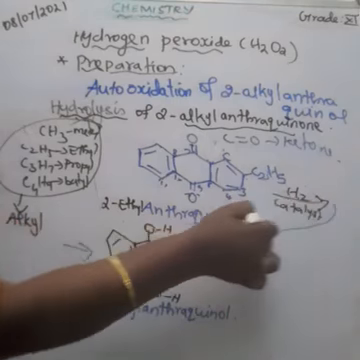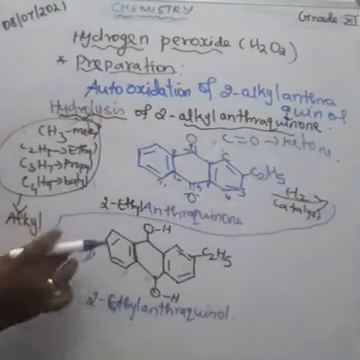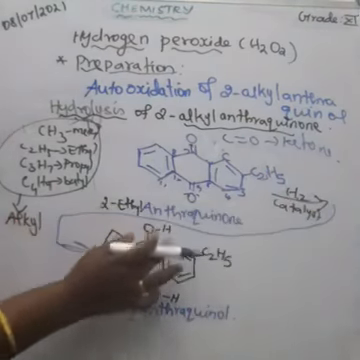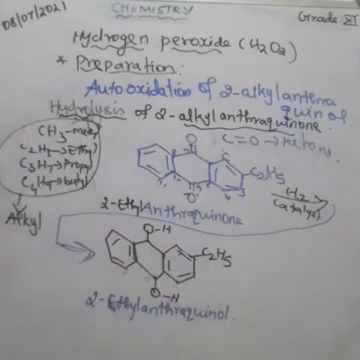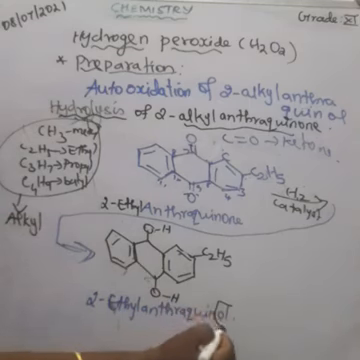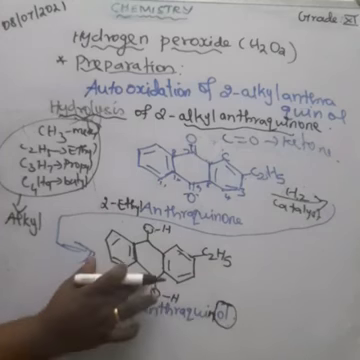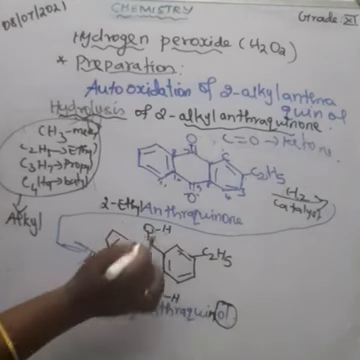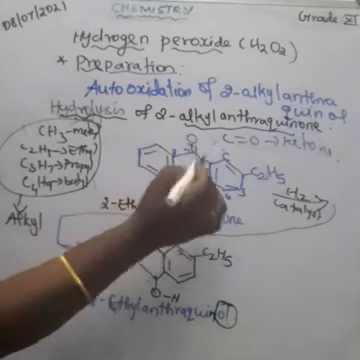This OH group means alcohol group. OH means alcohol group. So we call it 2-ethyl anthraquinol. OL. Understood? Alcohol ends with OL. When naming an alcohol group, it ends with the OL. Ketone group means ONE. Understood? So that is the name of this compound.